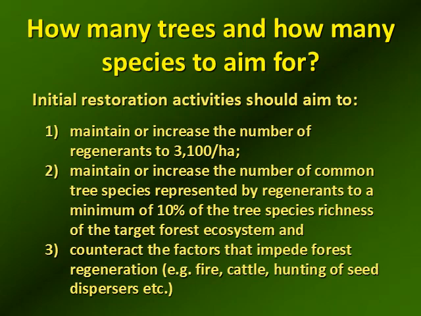Initial restoration activities should aim to maintain or increase the number of regenerants up to 3,100 per hectare. Why 3,100? Well, from our work in northern Thailand, we have found that on average the trees that we plant expand their crown by 1.8 meters in 2 rainy seasons.